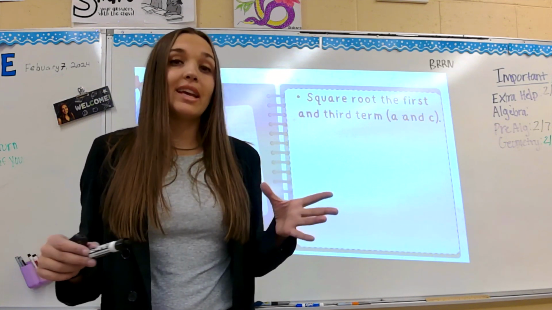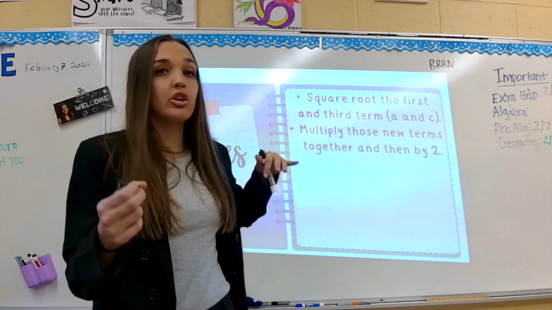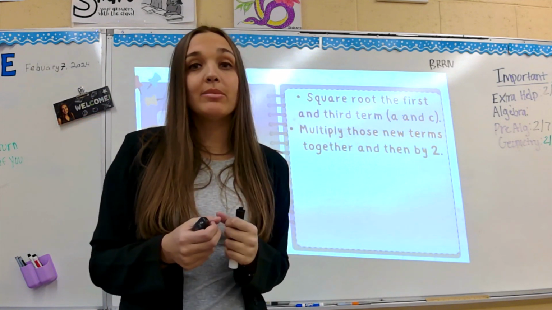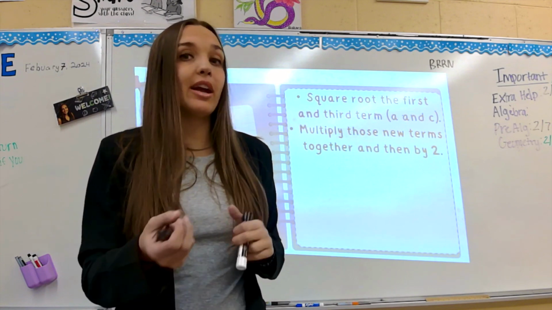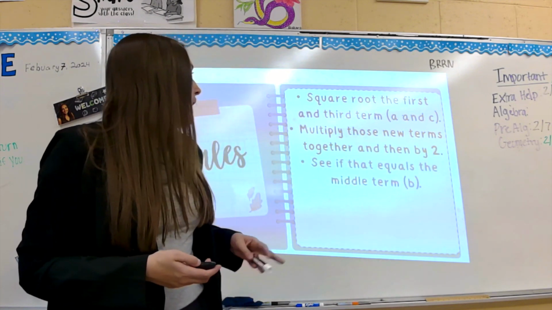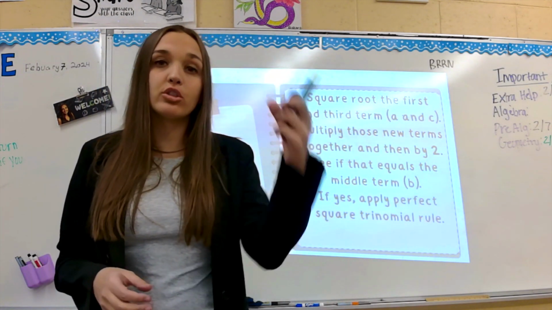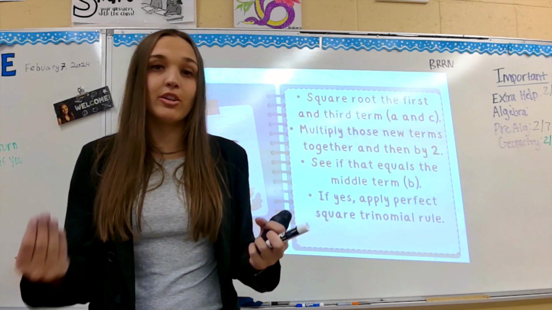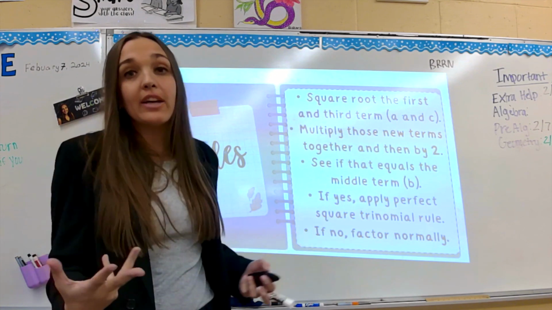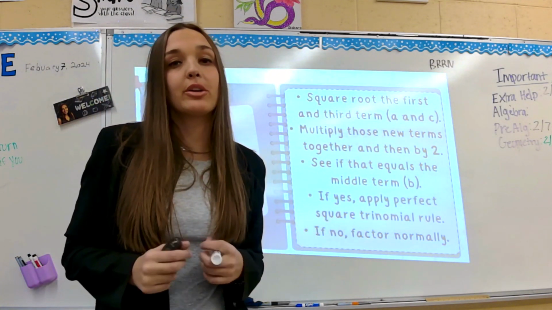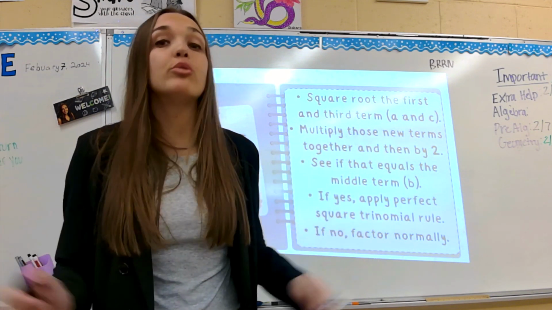When it's ordered in the correct form, ax squared plus bx plus c equals 0, we multiply those new terms after we square rooted them. We multiply them together and multiply by 2 to see if we get that middle term, our bx. If it does equal that, then we use our perfect square trinomial rule, where we have the first term square rooted plus or minus the second term square rooted, in parentheses, squared. If it is not, then we just factor normally. So always check to see if it's a perfect square trinomial first, and if it's not, factor normally. If it is, use the shortcut.